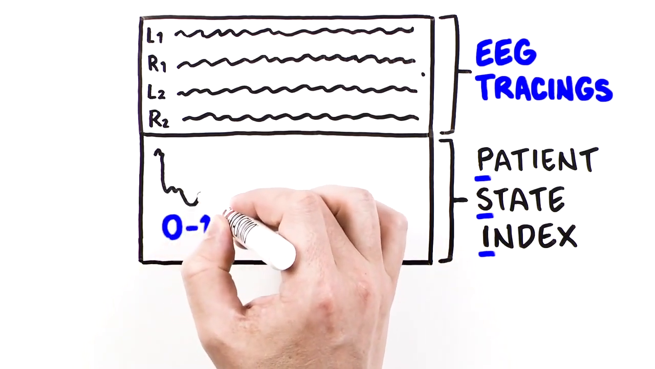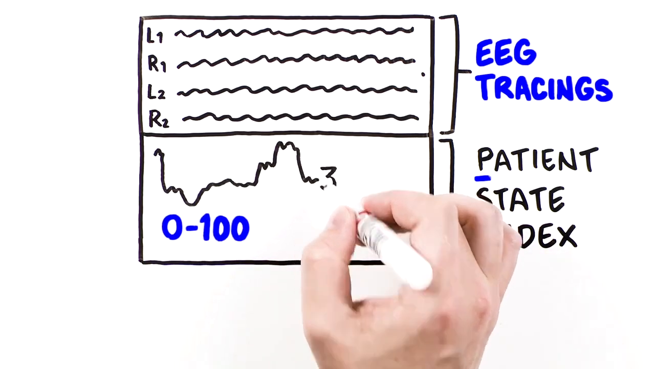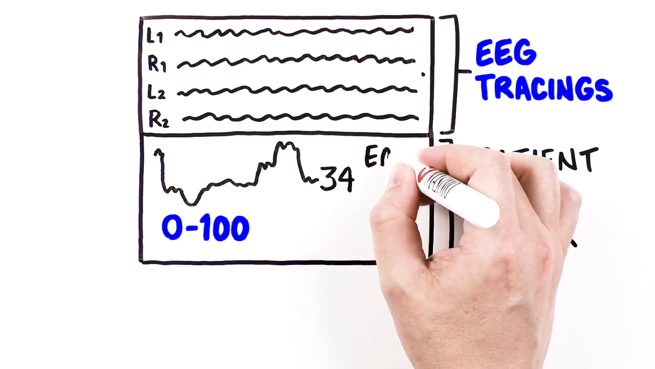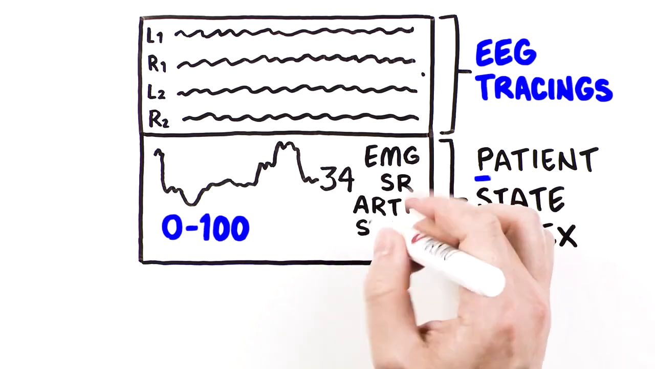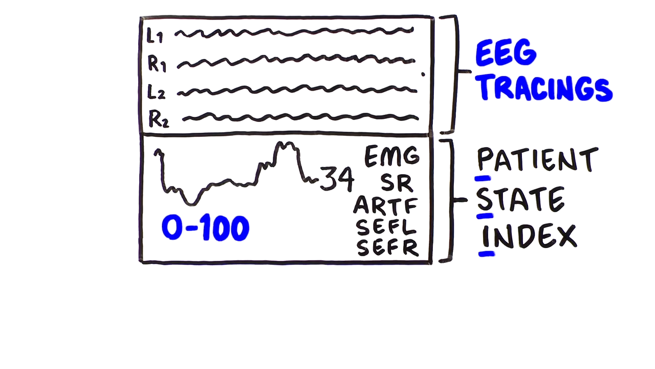The Patient State Index, or PSI, is a numeric value between 0 and 100 related to the anesthetic depth of your patient. This number is derived from SedLine's computational analysis of EEG patterns and features. The PSI is trended over time alongside other parameters, including electromyography, suppression ratio, artifact, and spectral edge frequency for both the left and right EEG.